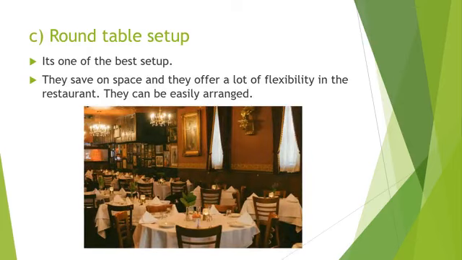Number 2, we have banquet setup. It's a style of arrangement ideal for restaurants that are modern. It utilizes a bench placed against the wall, and it's good for restaurants without big space. So if you have a small space within a restaurant, you can go for banquet setting. You can see the pictures there. That is an example of round table setup.